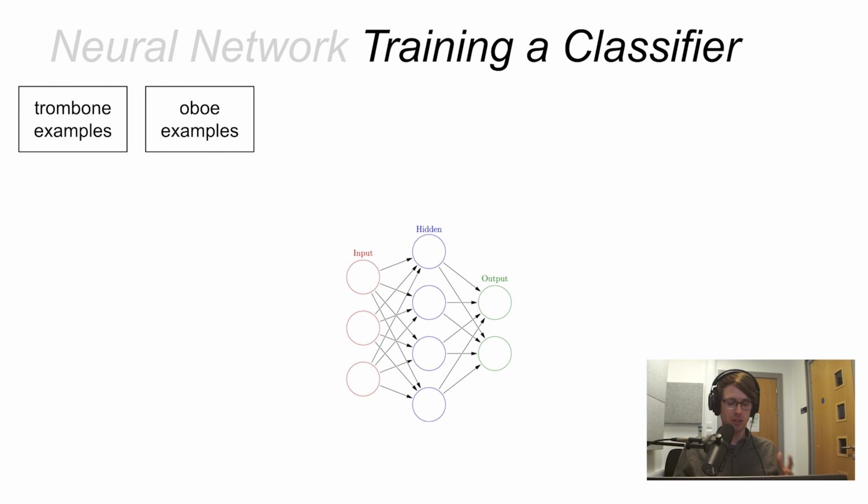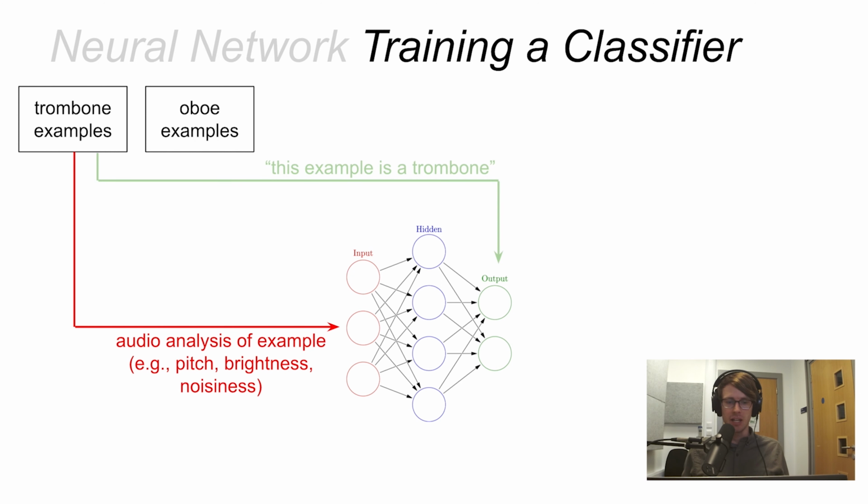We're going to first take all of the trombone sounds and do an audio analysis on them. For example, one could do analysis like pitch, the brightness of the spectrum, the noisiness of the spectrum, these types of audio analyses. And we're going to send those to the neural network as the input. At the same time, we're also going to tell the neural network with a label which instrument these analyses are from. So we're sending the analyses in as input and saying, this analysis that I'm showing you right now, this is an example of a trombone.